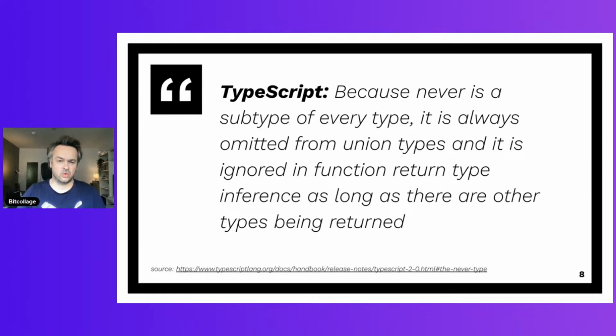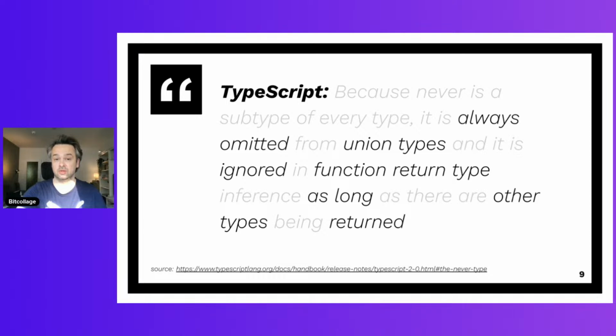Actually, there's one big sentence in TypeScript, and when you keep this in mind, you will understand in which situations the never type will appear or not appear. Because never is a subtype of every type, the never type is always omitted from union types, and it is ignored in function return type inference as long as there is another type being returned. So this is the sentence you can keep in mind.